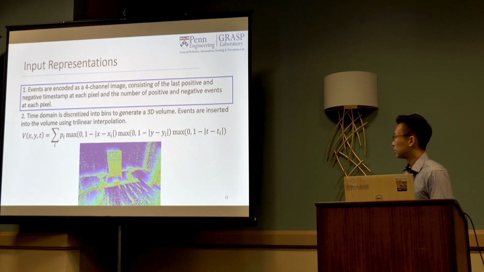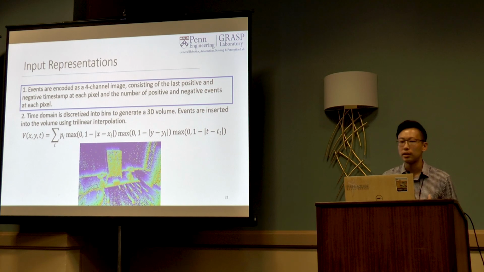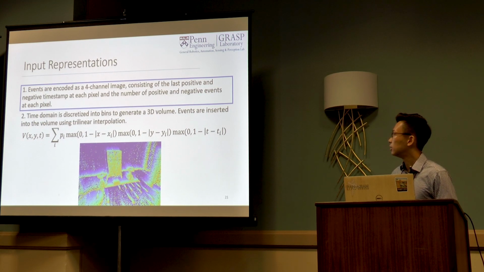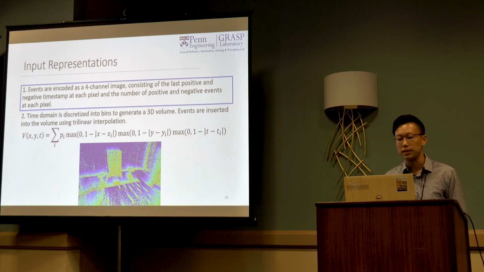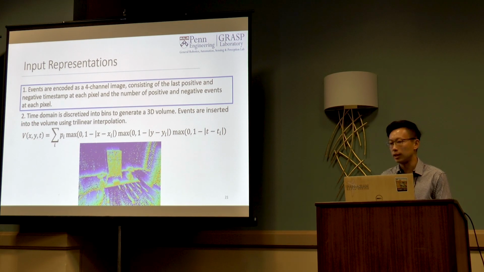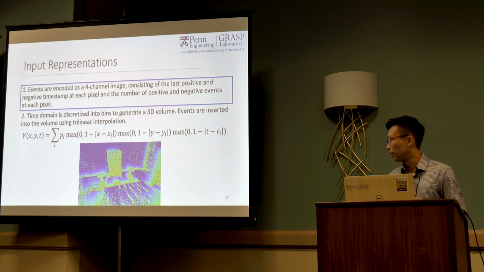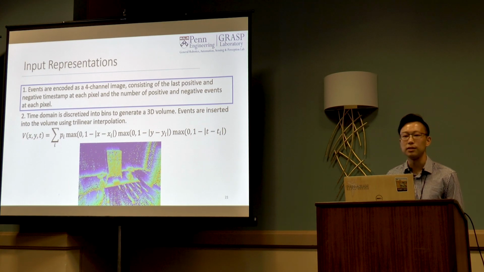So we do something very similar in our work. But before I get into that, I'm going to talk about some of the input representations that we've tried for these kinds of events. In our work in RSS last year, we first started with the idea that if we want to estimate optical flow, really the most important thing is the last timestamp at each pixel. As long as you don't have a really dense scene, if you look at this image of the last timestamps, you can see that the timestamps encode the direction of the motion inside the scene.